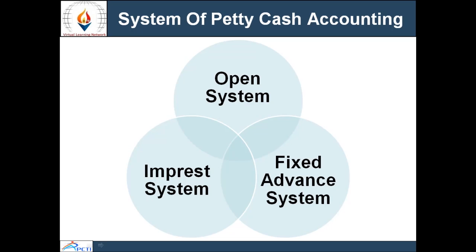Next is fixed advance system. Under this system, the petty cashier receives from the chief cashier a fixed sum of money for a fixed period of time. Imprest system.